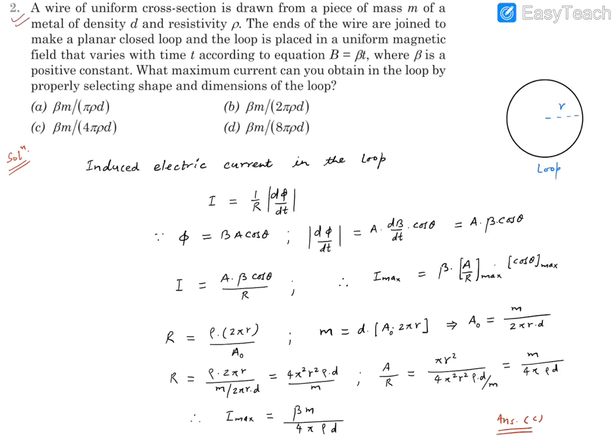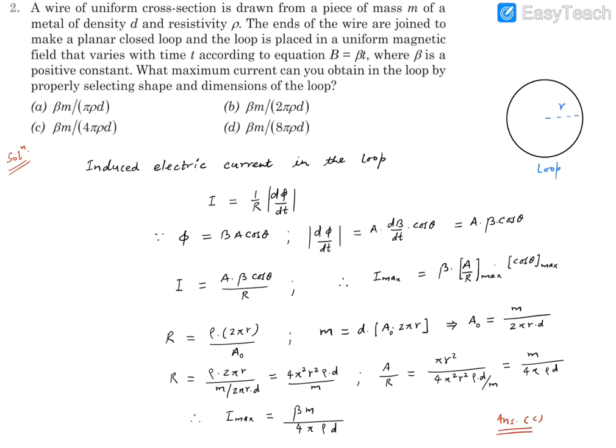Question number 2. It says a wire of uniform cross section is drawn from a piece of mass m of metal density d and resistivity rho. The ends of the wire are joined to make a planar closed loop. The loop is placed in a uniform magnetic field, and that magnetic field varies like this: B is equal to beta t, where beta is a positive constant. What maximum current can you obtain in the loop by properly selecting shape and dimensions of the loop?